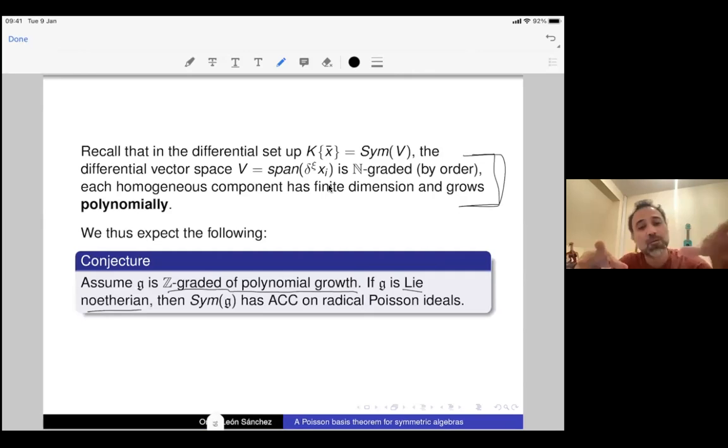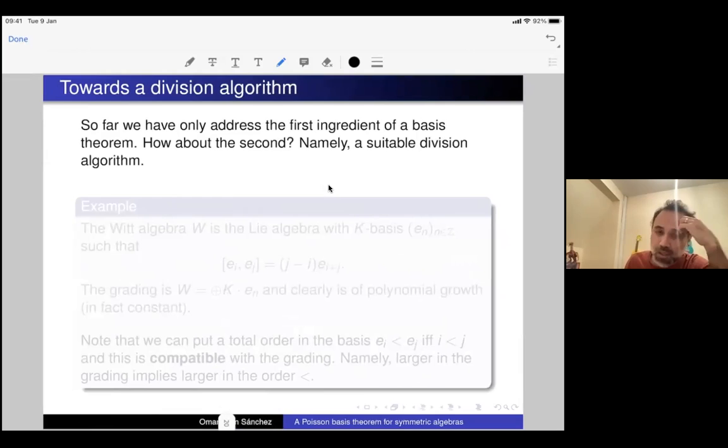It's still open. We don't know the full answer of this. But we were able to prove some partial results around this, giving evidence that this might be true, okay? Now, we do need some form of division algorithm. So we need to talk about the division algorithm.